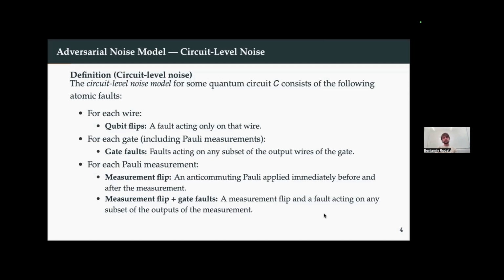And then finally, the last set of atomic faults that we think about in this particular noise model is for Pauli measurements, so non-destructive measurements. We have measurement flips, which we model by simply placing an anti-commuting Pauli just before and just after that measurement. And then if a multi-qubit Pauli measurement goes wrong, we can actually have measurement flips along with a qubit flip acting on any subset of the outputs.